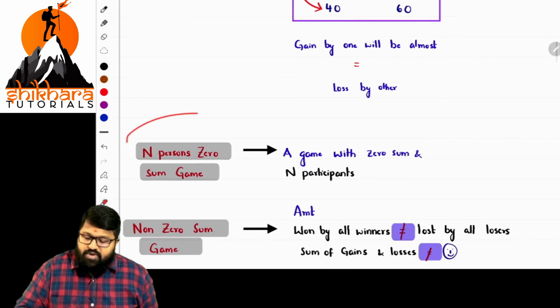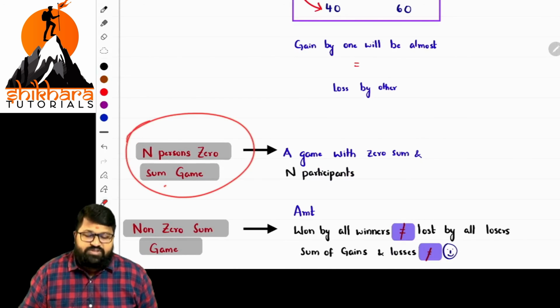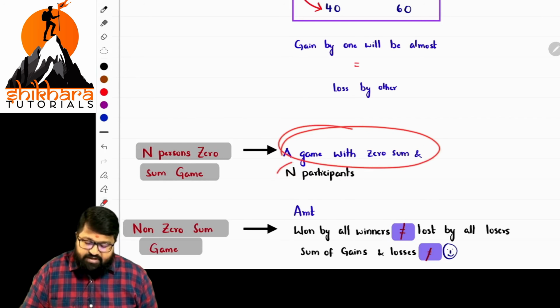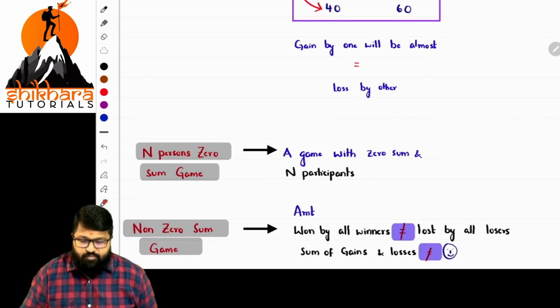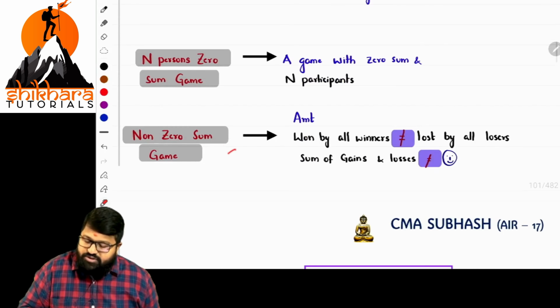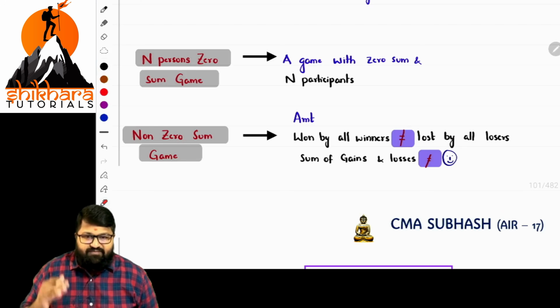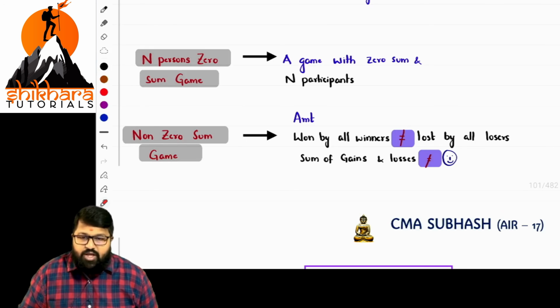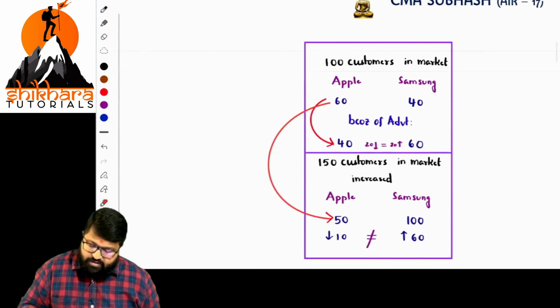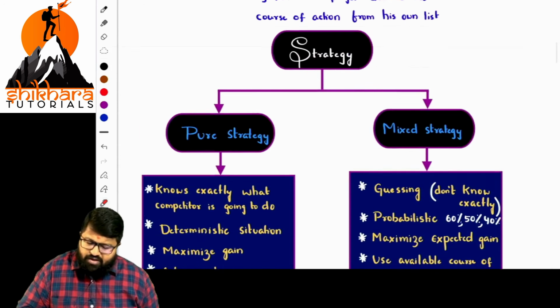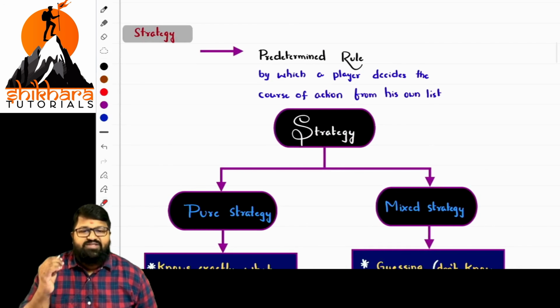Now n persons zero sum game. What is this? A game with zero sum and n participants. So these terms are important. Next, non-zero sum game. In this case, the sum will never be equal to zero. Whatever I'm gaining will not be equal to whatever you are losing. Then it is a non-zero sum game. Next, it is not required, sir. And mainly the strategies are important.